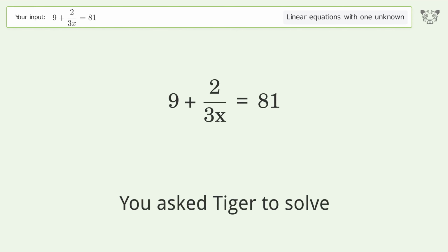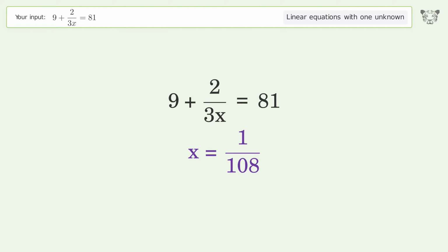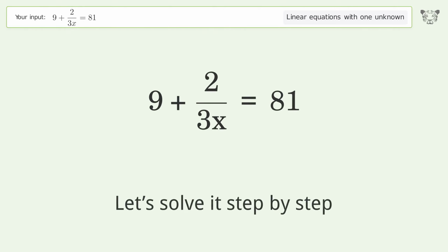You ask Tiger to solve. This deals with linear equations with one unknown. The final result is x equals 1 over 108. Let's solve it step by step.